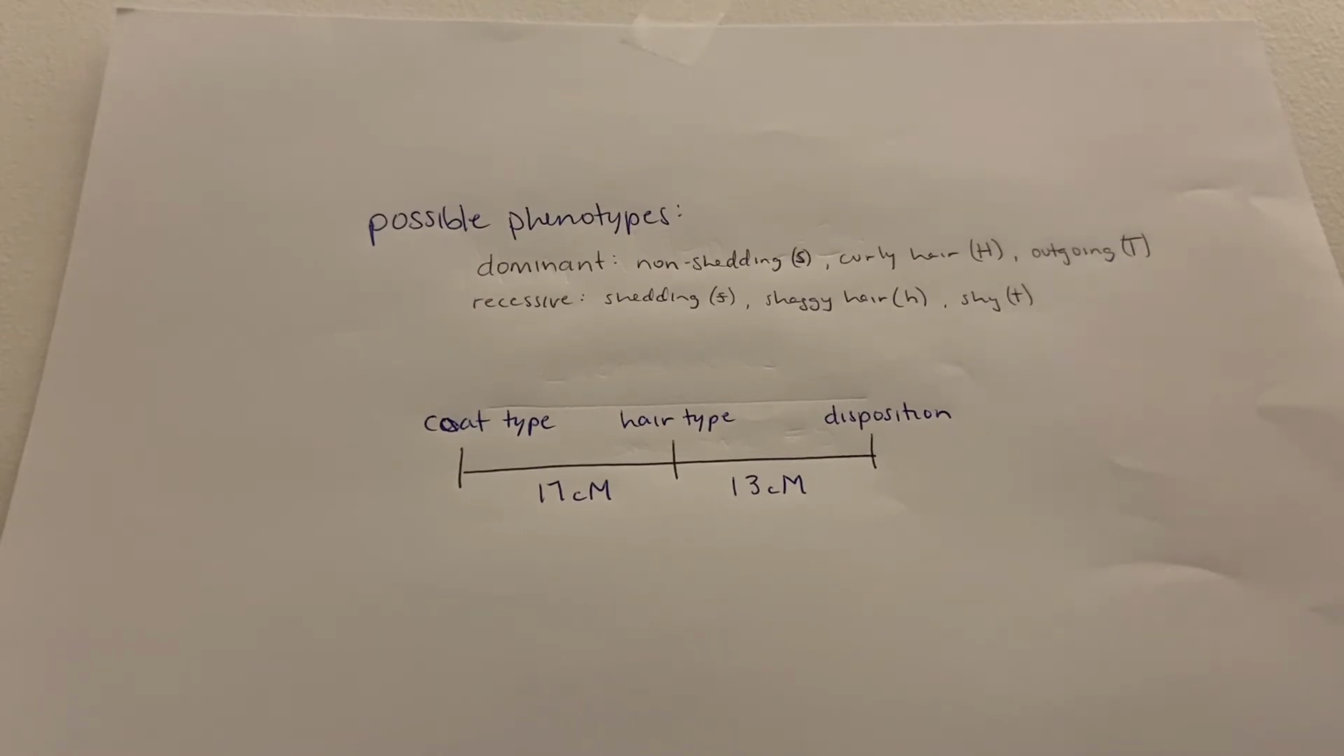For the example in this video, I have deemed chromosome number 8 as having 3 linked loci. These 3 loci are going to be coat type, hair type, and disposition, and you can see I have already drawn out the positions of the 3 loci on the chromosome with coat type on the left, hair type in the middle, and disposition located on the right.